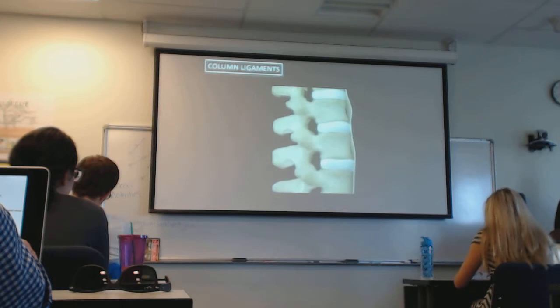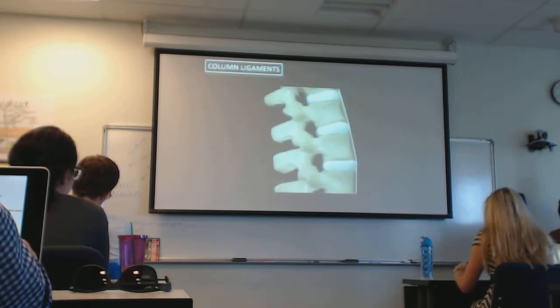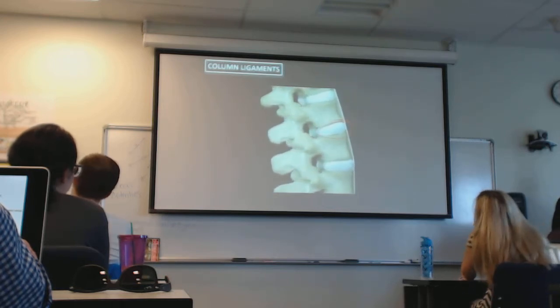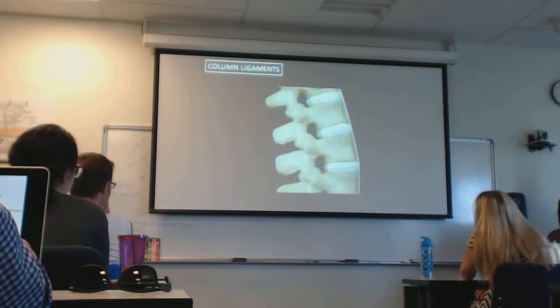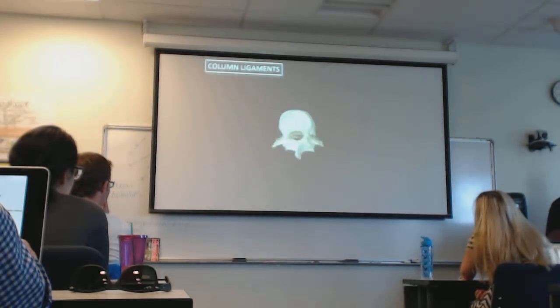It limits extension of the spine. In extension, the tightness of the anterior longitudinal ligament helps to prevent backward and forward movement of the vertebral bodies relative to each other. The posterior longitudinal ligament runs along the back of the vertebral bodies.